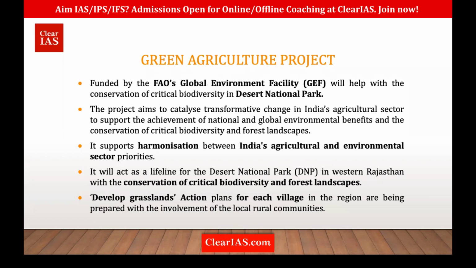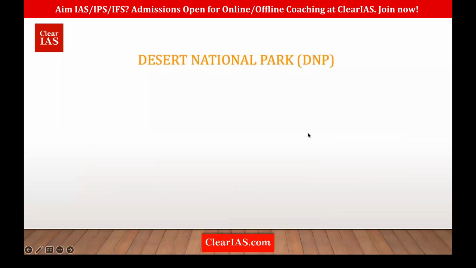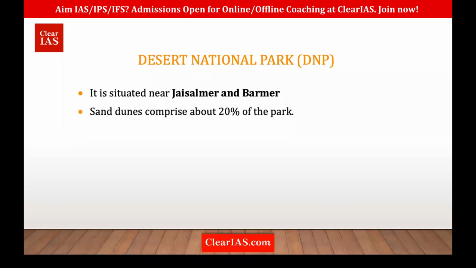So remember, it is of FAO and funded by the Global Environment Facility, and it will be implemented in the Desert National Park, Rajasthan. This Desert National Park is important because it was asked in an earlier prelims. So where is this Desert National Park? Western Rajasthan, the desert region, especially Jaisalmer and Barmer districts of Rajasthan.